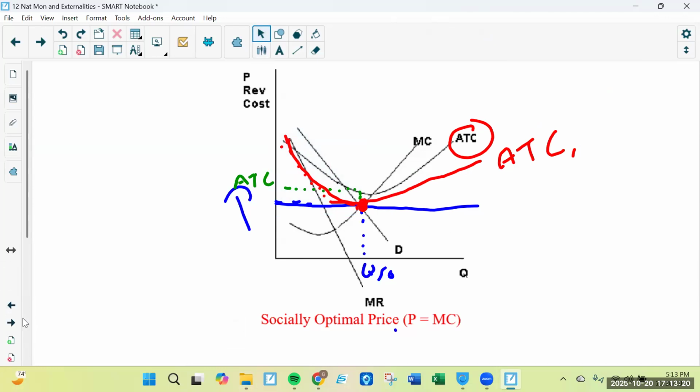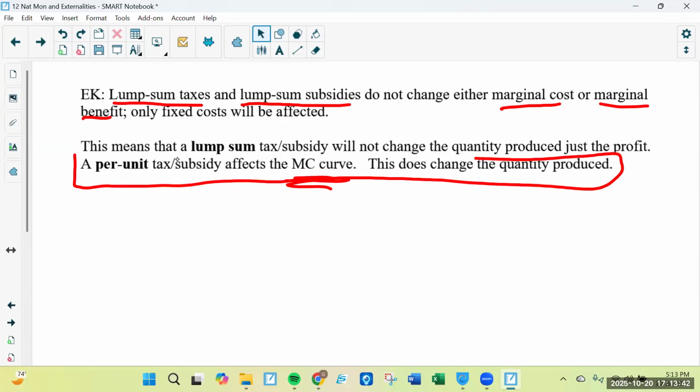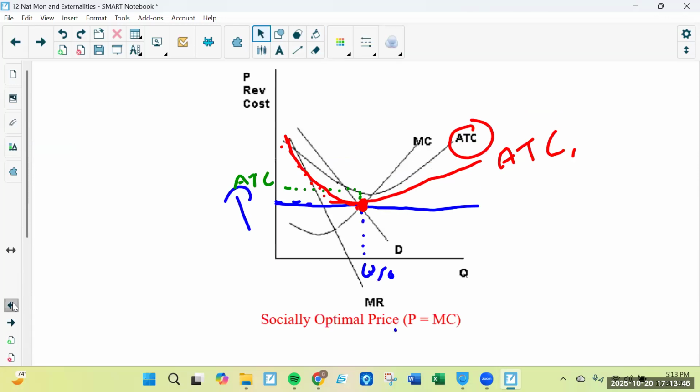If you had this situation here, the government would give them a lump sum subsidy, right? Now, why not a per unit? Because a per unit is giving them money for each unit they produce, and that moves the marginal cost curve. And it actually moves the marginal revenue curve too. So you would never do a per unit subsidy because that affects the marginal cost curve. Instead, you would give them a lump sum subsidy.